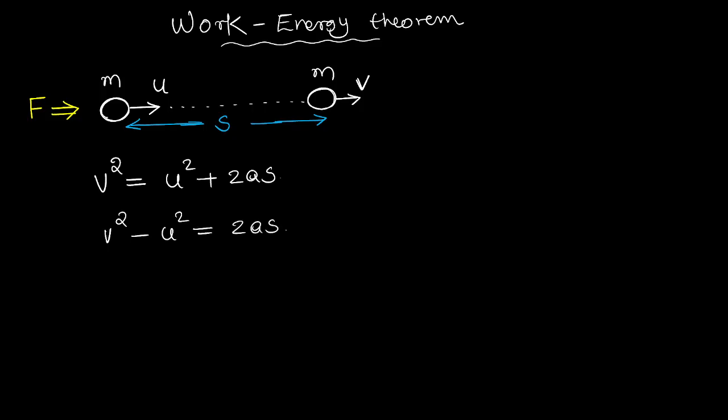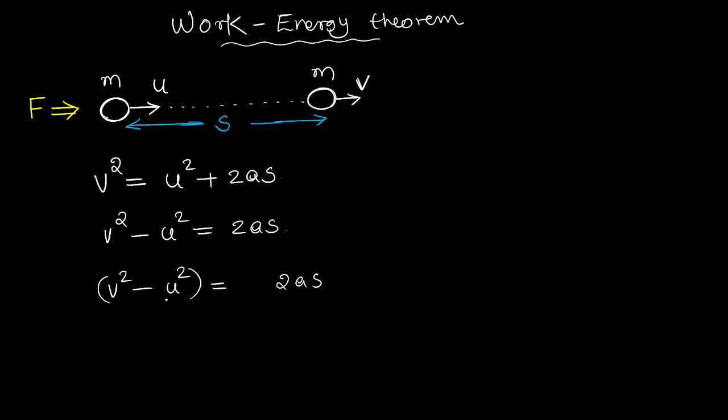v square minus u square equal to 2as. Let me write it again. Now let me multiply the left side and right side. If I multiply the same number, there is no mistake, right? Left side and right side, I am multiplying with half m.